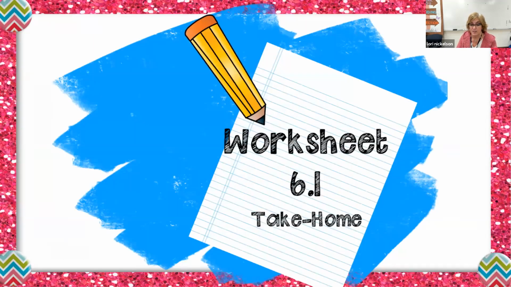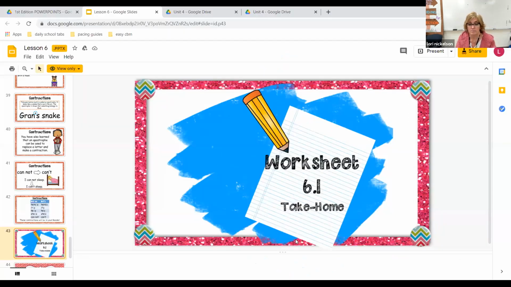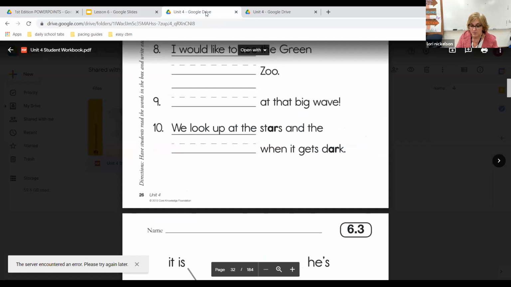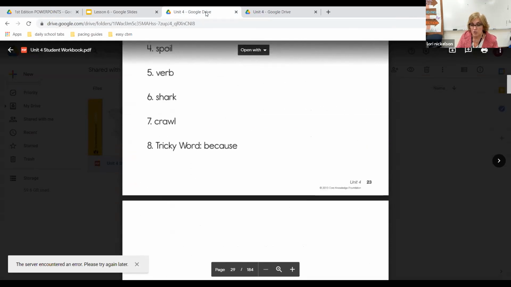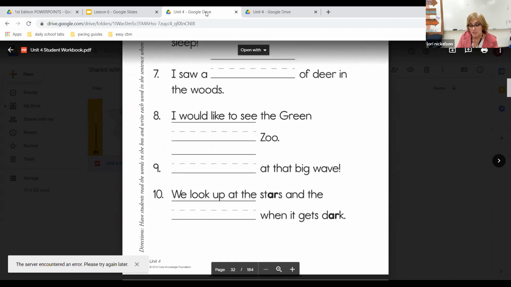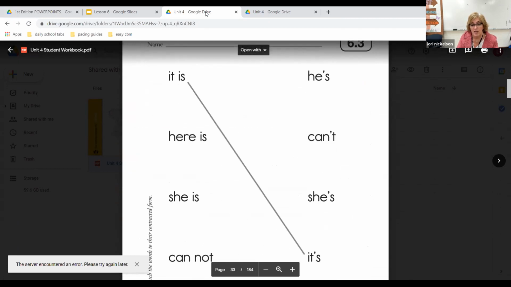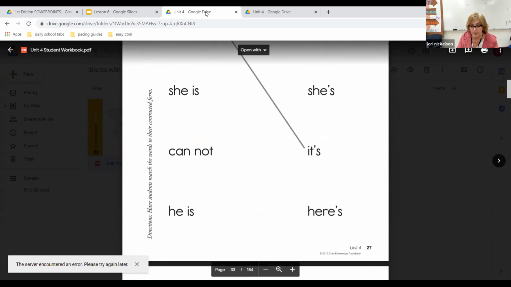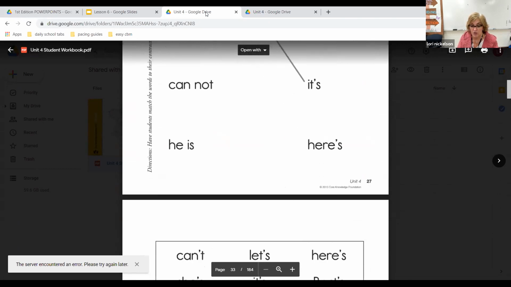All right, so let's look at another worksheet here. Now 6.1, the take home, is your spelling words, okay? That is going home with you. But let's look at 6.3, contractions. Matching up contractions with the words. Make sure you do that also. Match them up, and then you can turn that in too.